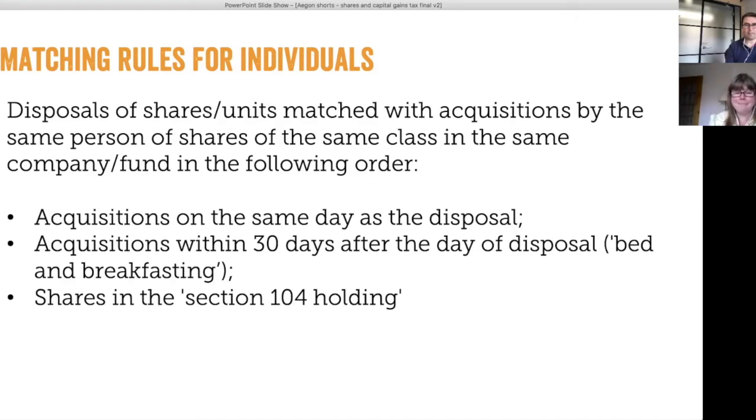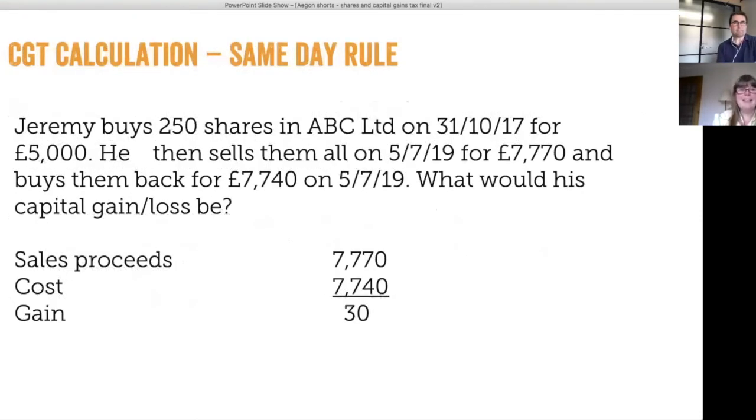Okay, so let's start off by looking in a bit more detail at the same day rule, shall we? Yeah, so in this scenario, we've got Jeremy who bought 250 shares in ABC Limited in 2017. He then sold them on the 5th of July 2019 for £7,700, and he bought them back on the same day for £7,740.